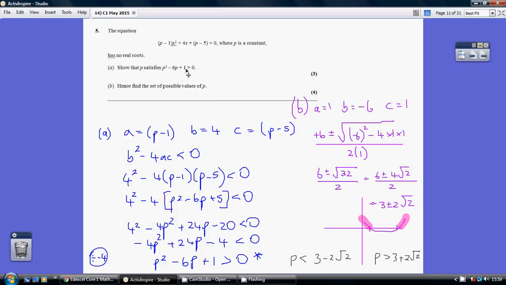So the shape of this quadratic is a positive x squared, so it's a smiley face, a positive parabola. We know it cuts the x-axis at 3 plus or minus 2 root 2, and we want the bits which are greater than 0, so above the x-axis. So we want this stretch of values and this stretch of values. So I want the values where p is less than 3 minus 2 root 2, but also where p is greater than 3 plus 2 root 2. Always give this as two separate answers, as it is two separate stretches of answer.